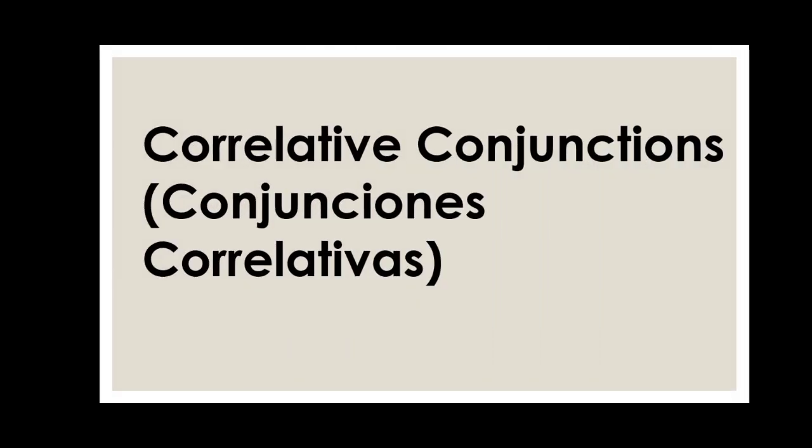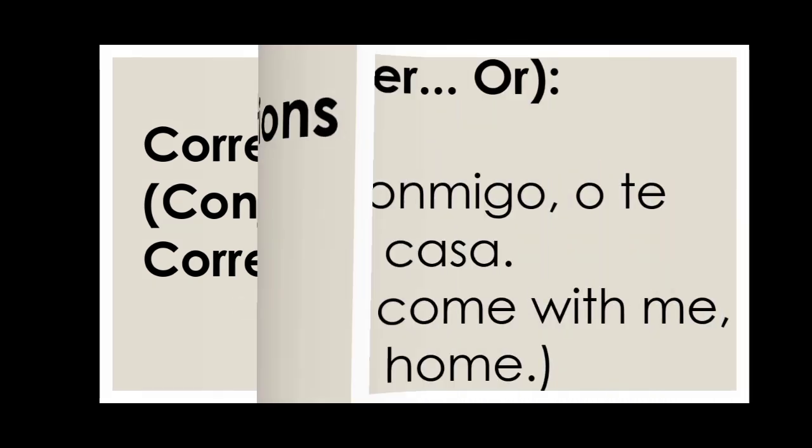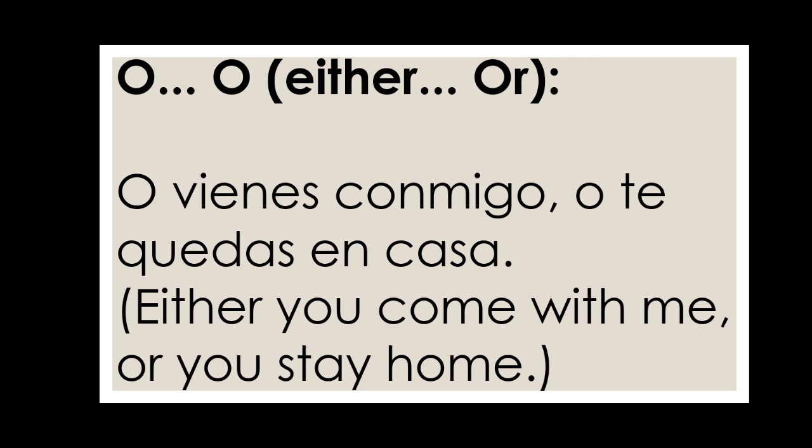Correlative conjunctions. So what are correlative conjunctions? In Spanish they are pairs of words that join words or phrases of equal weight. Like o. O vienes conmigo o te quedas en casa. Either you come with me or you stay home. So we use o, first, vienes conmigo o te quedas en casa.